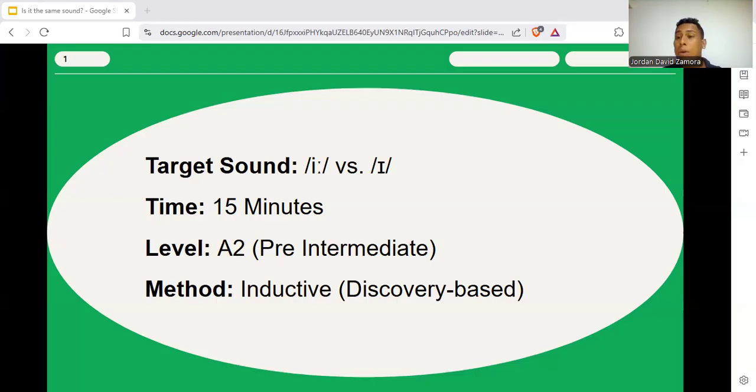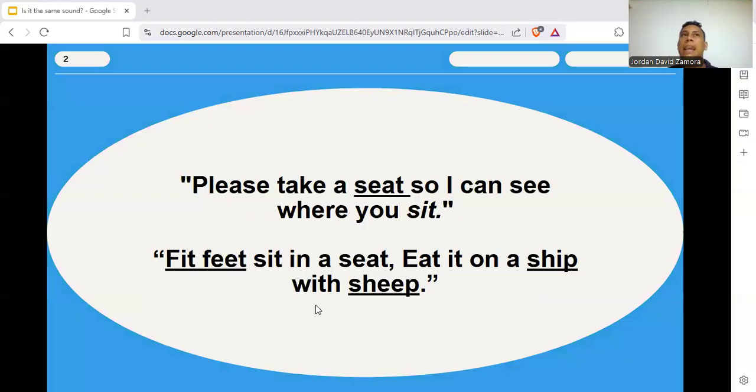Now, how am I going to make students aware of these different sounds? Well, in this case, I prepared a tongue twister, which is a very common pronunciation activity, but I'm going to provide some scaffolding for them so that they reach the goal, which is to pronounce the words properly and also to differentiate how they actually sound.